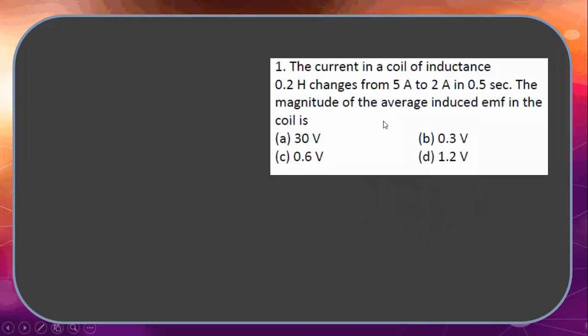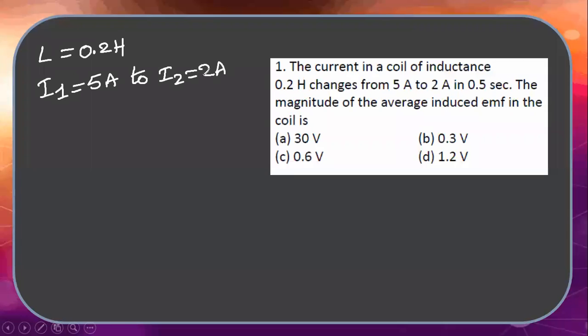The current in the coil of inductance L is given as 0.2 Henry. The current changes from I1 equal to 5 amperes to I2 equal to 2 amperes in the time period delta t equal to 0.5 seconds. Then what is the magnitude of the average induced EMF they have asked?